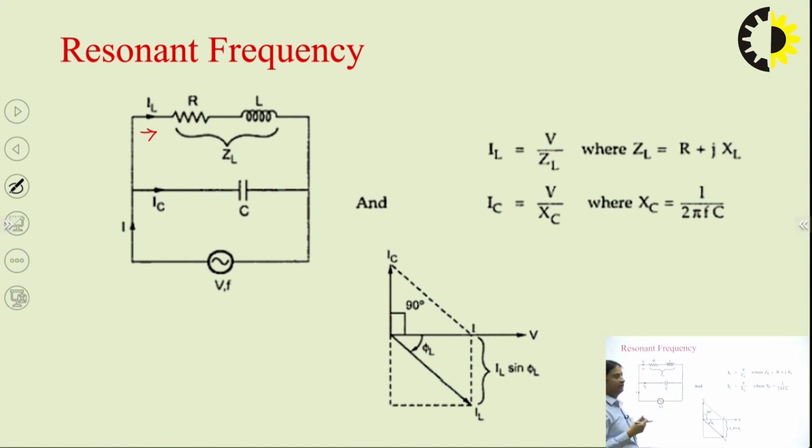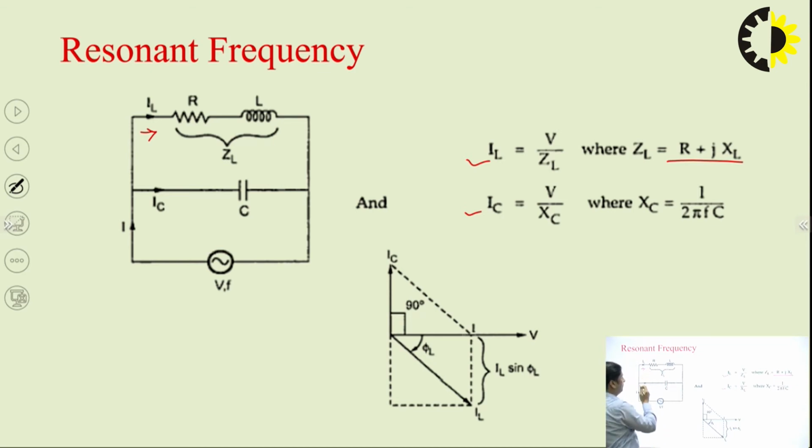ZL is called the impedance of the coil, the combination of R and L. Here IL is the current flowing through this, because they are connected in parallel, the voltage will be the same for both. So IL is equal to V upon ZL, where ZL is this, and IC is equal to V upon XC, where XC is equal to 1 upon 2 pi FC, that is 1 upon omega C. These are the two values of current IL and IC, and current I is the phasor sum of both.